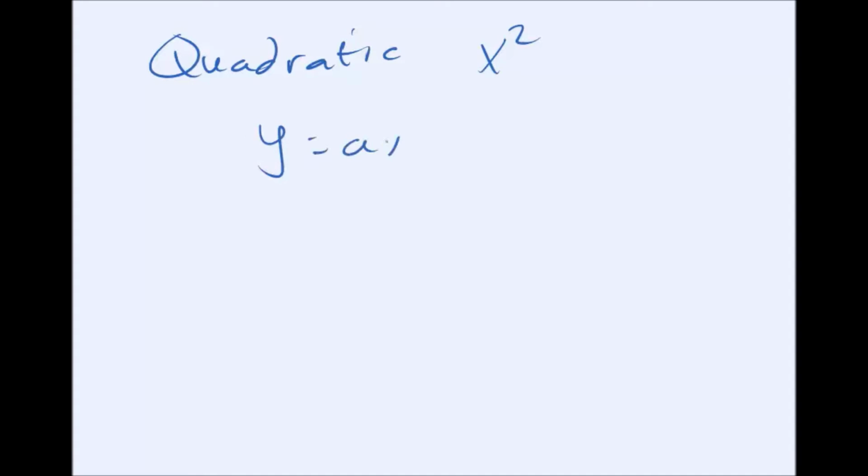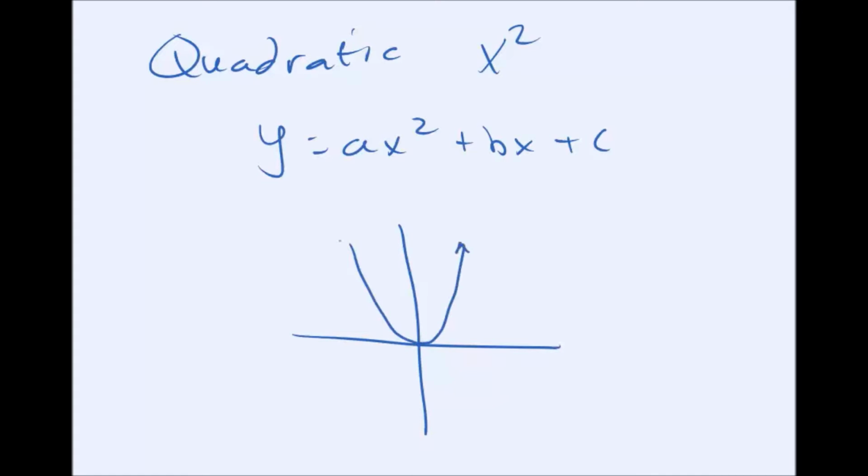Welcome to Chapter 4. In Chapter 4, we're going to be talking about quadratic equations. Quadratic equations are equations with x squared. The standard form for a quadratic equation is y equals ax squared plus bx plus c. What quadratic equations look like is something like this. It's almost like an absolute value, but it's curved instead. And this is what's known as a parabola.